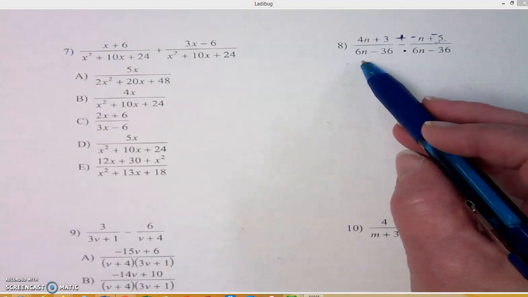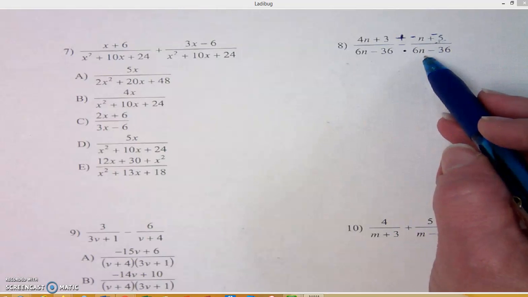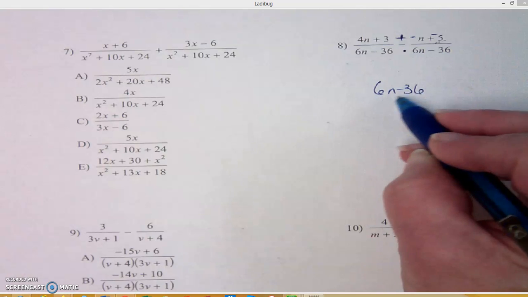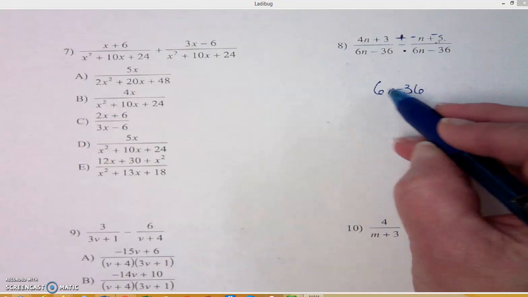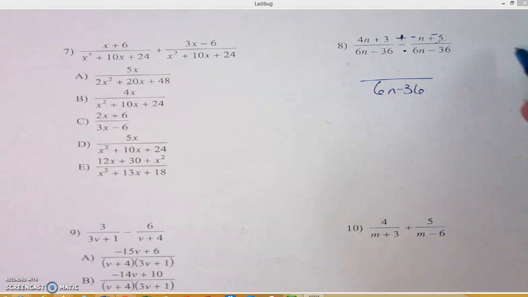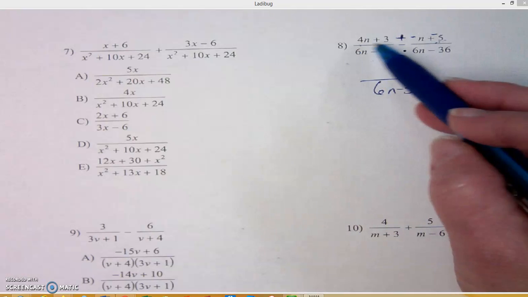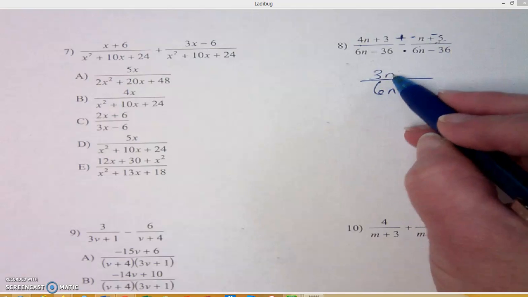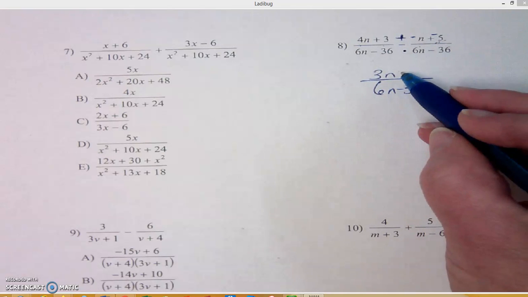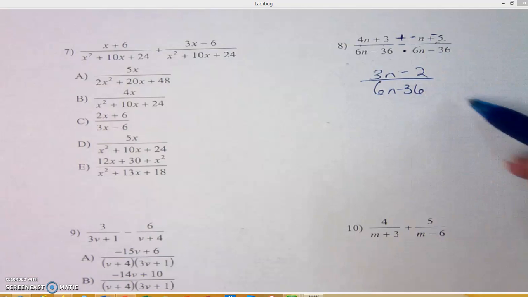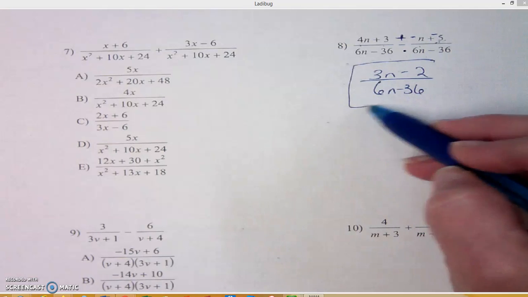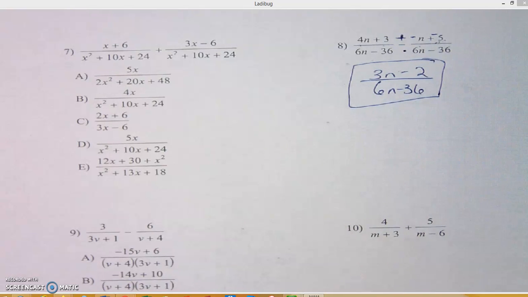So since my denominators are the same, 6n minus 36, I could factor out a 6, but let's look and see if we needed to do that. So now we're going to combine like terms. I have a 4n minus n, so 4 minus 1 is 3n, and then a 3 minus 5 will give me a negative 2. I'm not going to be able to cancel anything if I factored this out, so I'm just going to leave the answer like this, and that's the answer that you also get on the answer sheet.